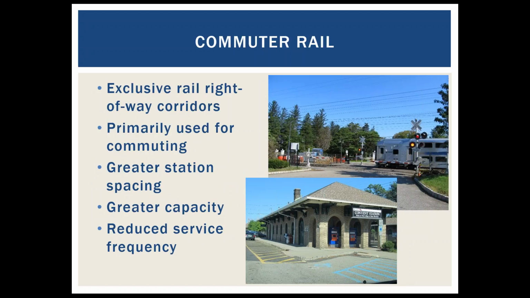Commuter rail or heavy rail operates in an exclusive right-of-way, which allows for higher travel speeds. It's primarily designed for connecting commuters, and the stations are spaced farther apart, which results in large rider populations concentrated around stations, which also requires special facilities to accommodate parking and drop-offs from buses and other vehicles as well. Commuter rail is often focused on morning and evening travel, resulting in lower frequency of service as well.